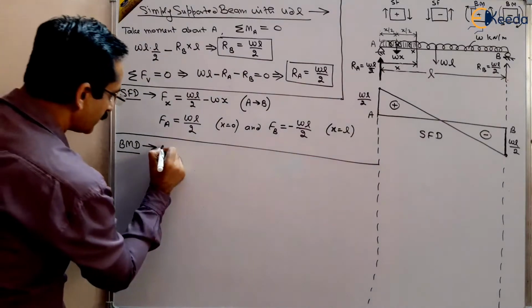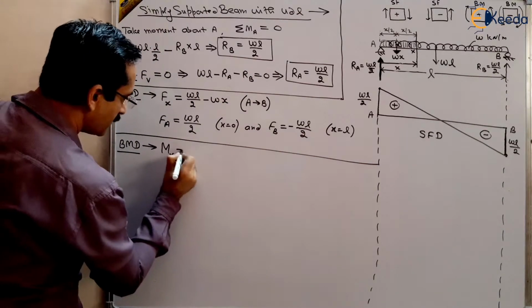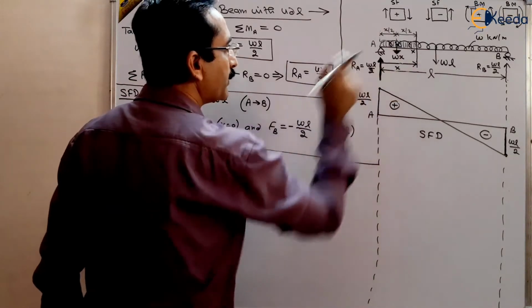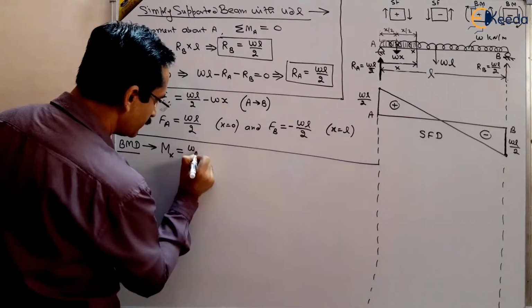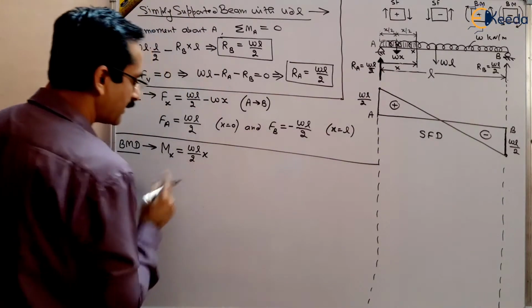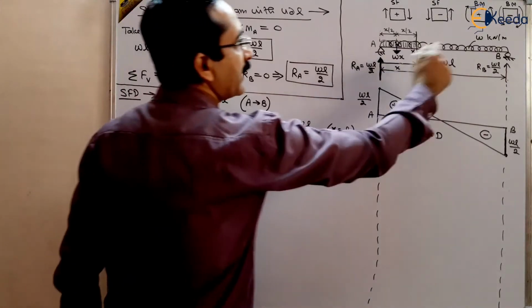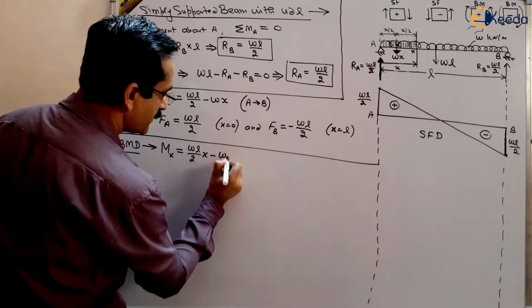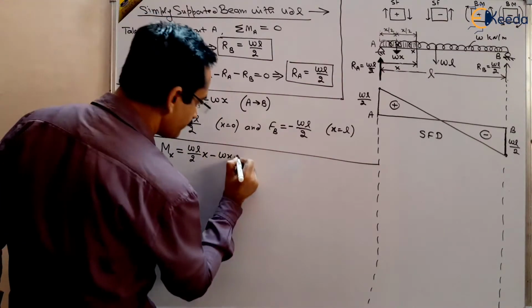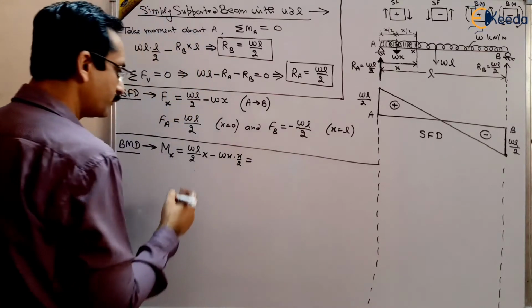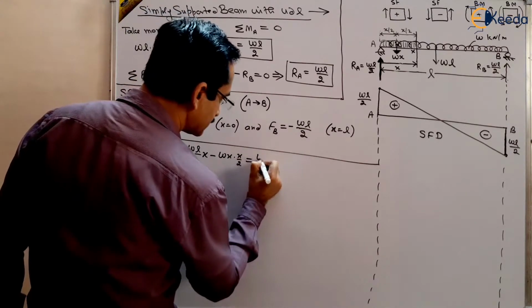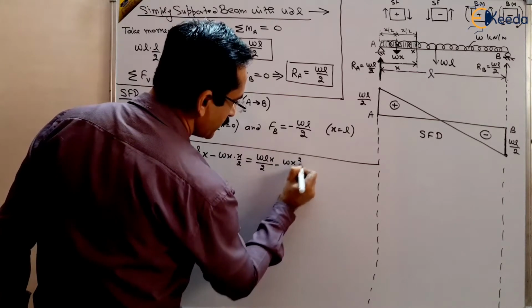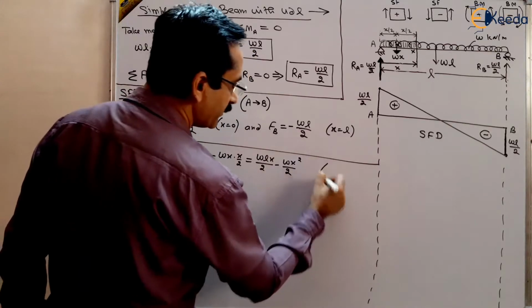So we will find out Mx, that will be equal to moment of WL by 2 multiplied by x, and that is positive. So WL by 2 multiplied by x, and that is positive, and WX is negative according to this sign convention, minus WX multiplied by x by 2. So this will be equal to WLx by 2 minus Wx square by 2, and it is valid between A to B.